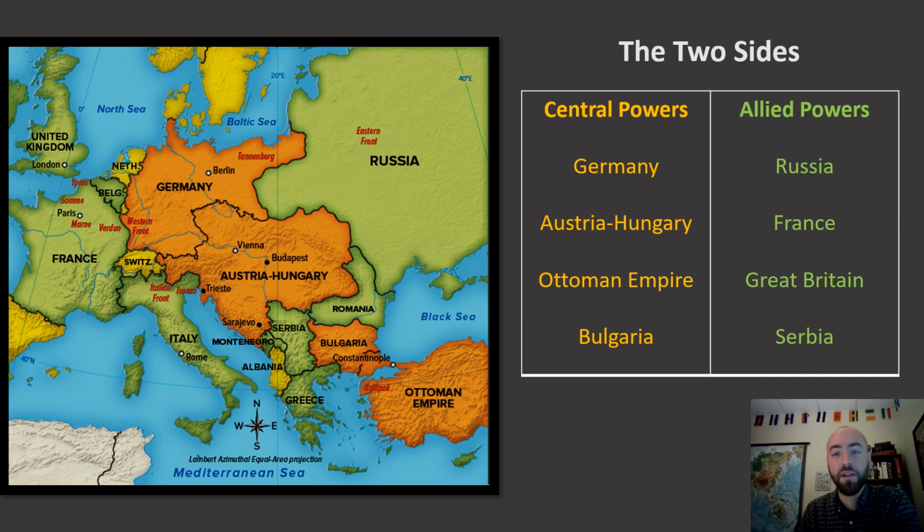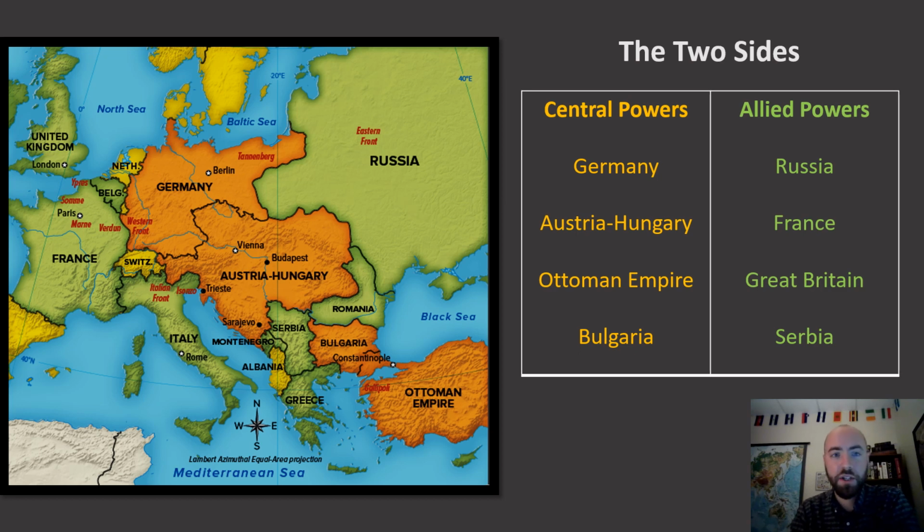So the Central Powers become Germany, Austria-Hungary, the Ottoman Empire, Bulgaria, and some other smaller countries. But those are kind of the main Central Powers. On the Allied powers side, we have Russia, France, and Great Britain that formed kind of that Triple Entente, and they're coming to the aid of Serbia. And eventually, the United States, when they do join the war, they will join on the Allied powers side, obviously, fighting against Germany and Austria-Hungary.